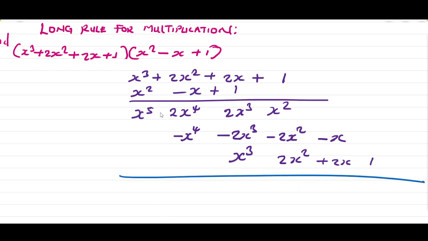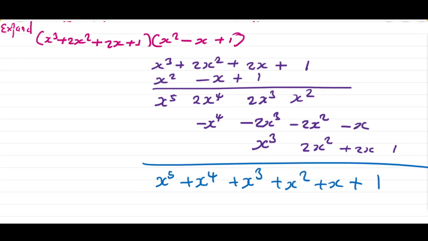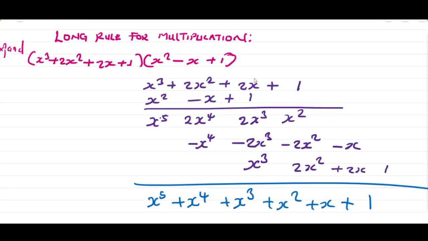Okay. So after we rule the line, we now get x to the fifth here. We add everything column-wise. This one will give us x to the fourth power. These terms cancel, so we get plus x to the third power. And then here this term is cancelled, we get plus x squared. Here we get plus x, and then plus 1 finally. So when these are multiplied out, according to our long rule of multiplication, this answer is x to the fifth plus x to the fourth plus x cubed plus x squared plus x plus 1.